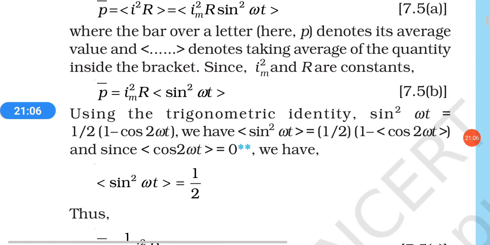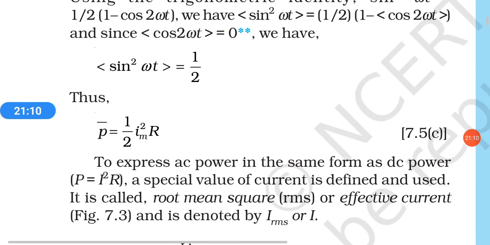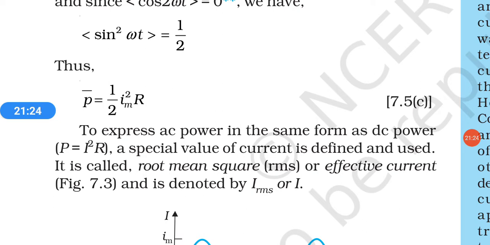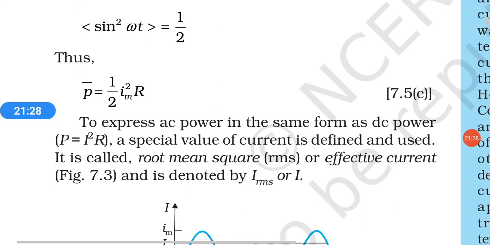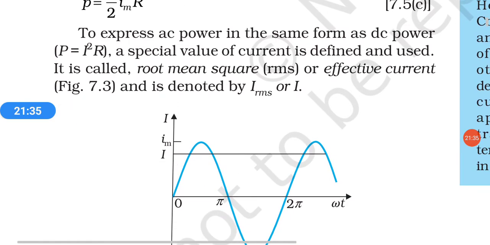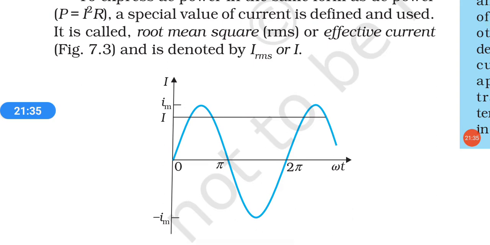So put it in here: the average power P bar is equal to 1 by 2 I square m R. To express AC power in the same form as DC power, note that in DC power P is equal to I square R. A special value of current is defined, called the root mean square, the RMS value or the effective current. It is denoted by I RMS or capital I.